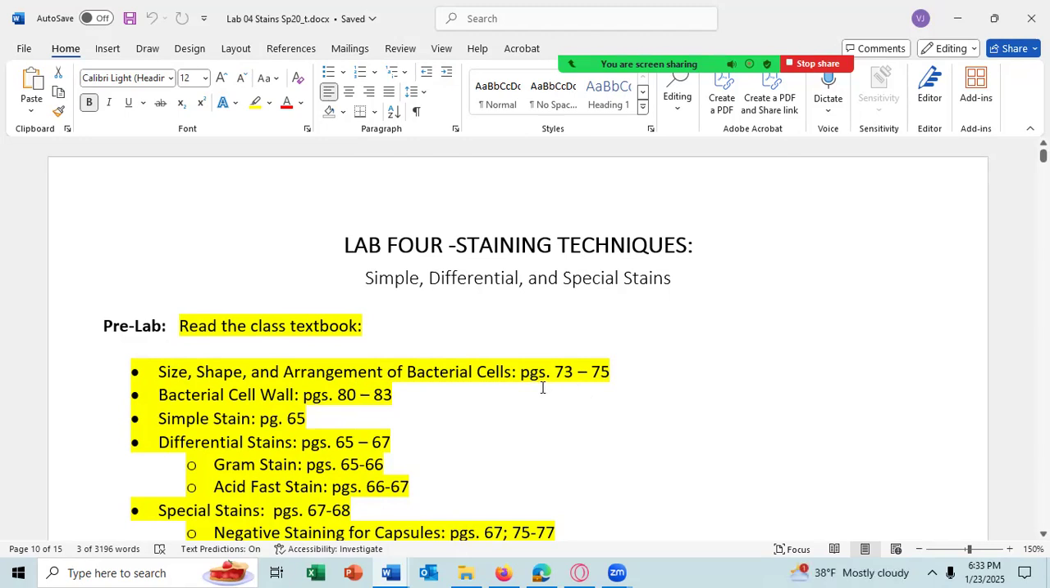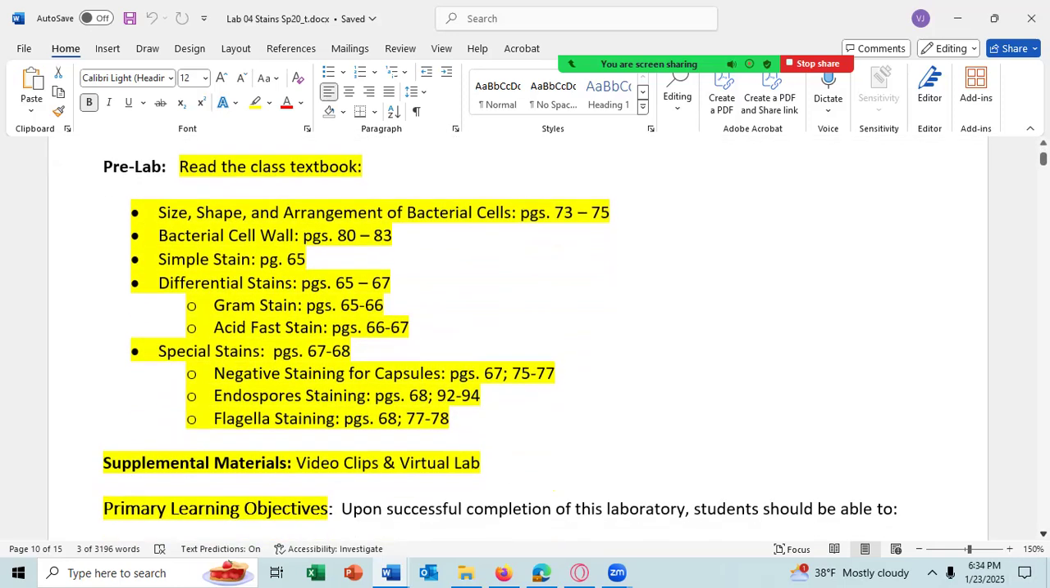There is a difference between the shape of a bacteria and the cellular growth arrangement. You also need to read about the bacterial cell wall. That's from pages 80 to 83. You need to read about the simple stain on page 65. You need to read about differential stains. There's two of them we're going to talk about: the gram stain and the acid-fast stain.